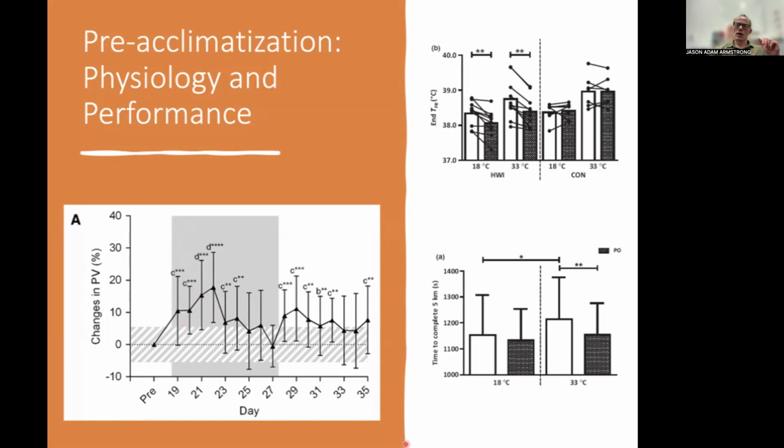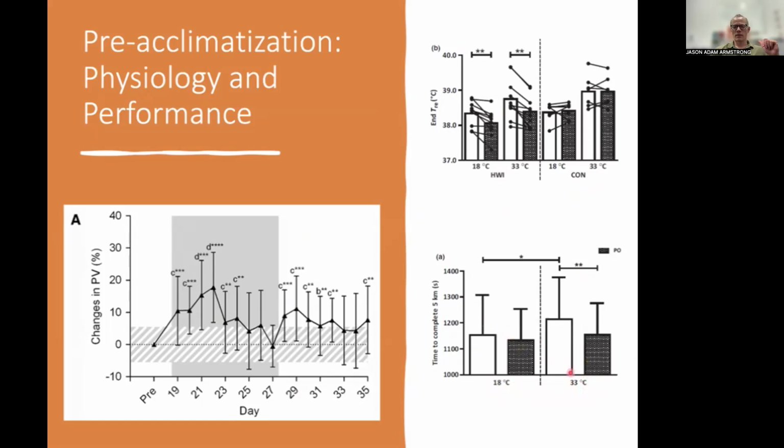And then another study examined hot water immersion. So this is just hot tub exposure, and we see when we compare, let's use the performance measures. It's a little easier to make that comparison. But when we compare performing in a cool environment to performing in a hot environment, so 18 degrees Celsius is about 64 degrees Fahrenheit, 33 is about 92 degrees Fahrenheit.